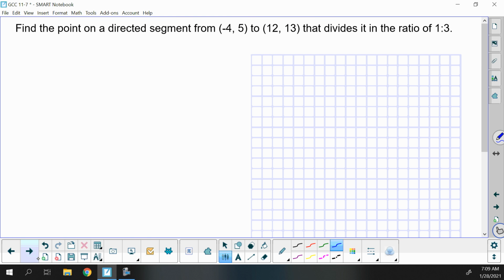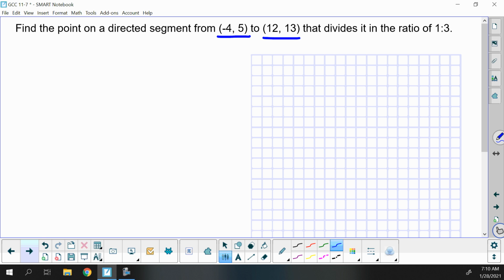All right, moving over to page 36. So we want to find a point on a directed line segment from -4,5 to 12,13, and we want to divide it into a ratio of 1 to 3. So let's talk about a few things there. First off, what's a directed line segment? Directed line segment means we should be starting at the first point they give us and heading towards the second point. So when we do our motions, we should do however we have to move from the first point to the second point. So that's what a directed segment means.